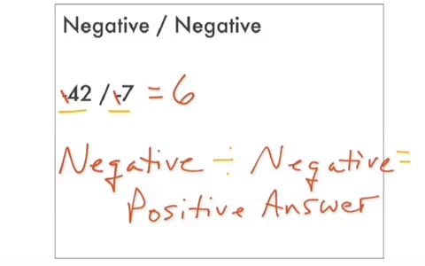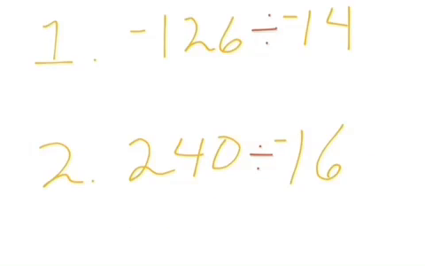Just remember, multiplication and division are the same as far as how you use the negative or positive sign to determine whether your answer is going to be negative or positive. Let's try a couple practice questions. We'll do them in the practice section of your brochure. We've got negative 126 divided by negative 14, and the second one is 240 divided by negative 16. Make sure you do your division accurately and that you understand if your answer is going to be positive or negative. Good luck.